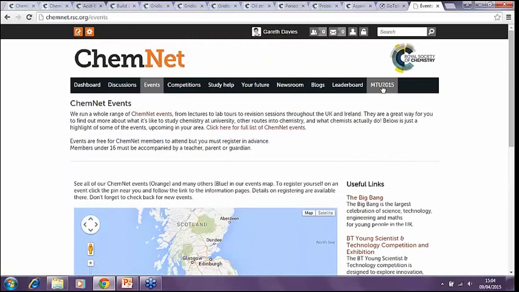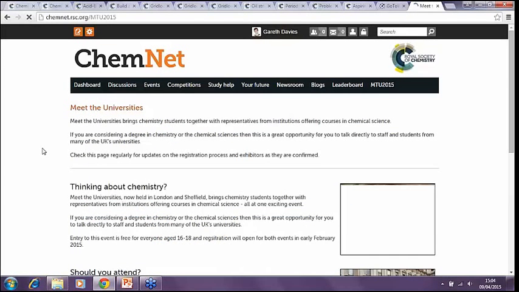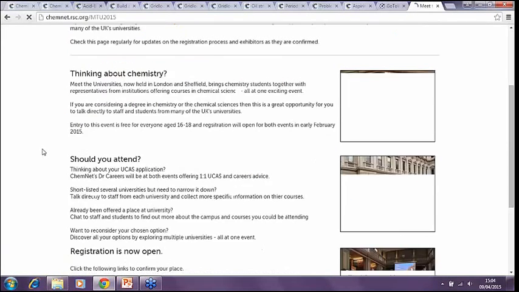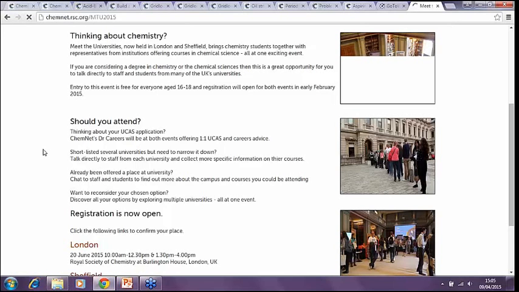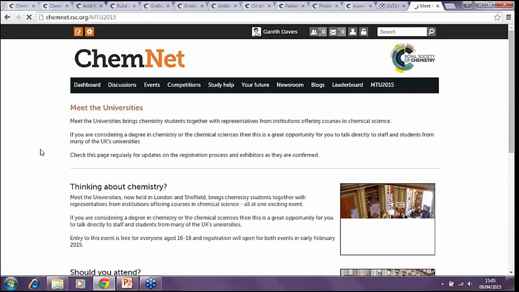One of our biggest events that we hold each year is Meet the Universities. This year we've got one in London and one in Sheffield. It's an opportunity for you to meet the admissions tutors from each of the universities across the UK. And this year, for the first time ever, we'll have Dr. Careers there who'll be able to help you make those all-important decisions.